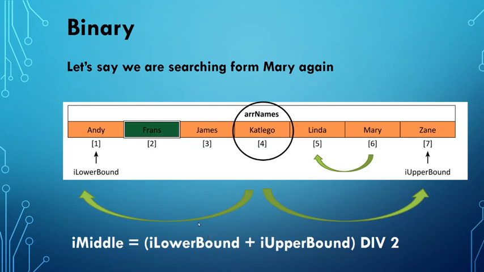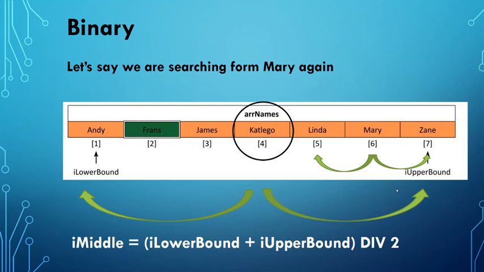So now we're going to do the simple calculation again. 5 plus 5 is 10, div 2 is 5. So the middle also becomes 5. And we're asking, is Linda in position 5? Yes, it is. And our loop finally ends. But if it's bigger, we'll do exactly the same as we've done over here.